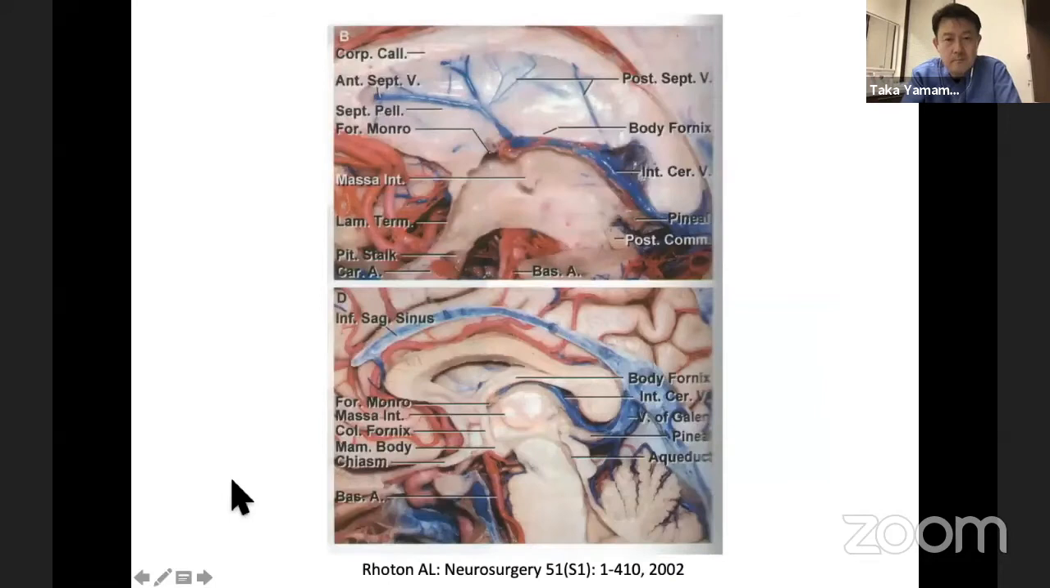This is the corpus callosum. This is the rostrum, genu, body, isthmus, and splenium. It is surrounded by important arteries and veins, and it is very deep.